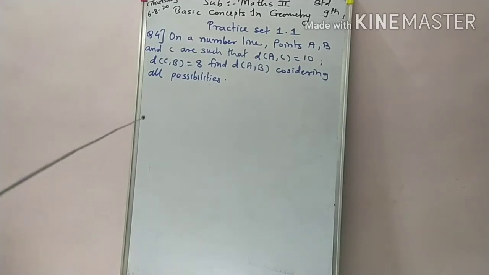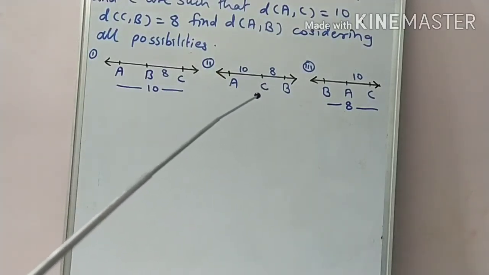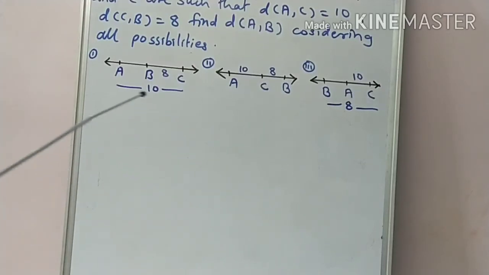So here we have to take all possibilities like this. Here we have three possibilities. The first case is what? B is in between A and C. It may be possible that C is between A and B, or it may be possible that A is between B and C. So according to this, which one is the longest one now? Yes, AC is the longest part and BC is given as 8. Distance between C and B is 8, which means this segment BC is 8 units. So how do we find AB, which you have to find out?